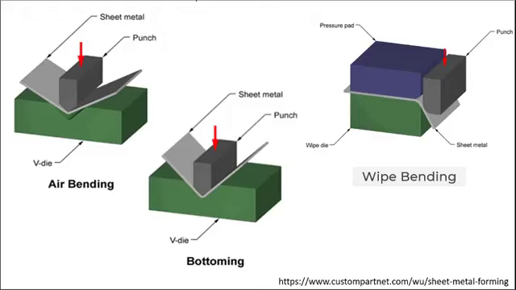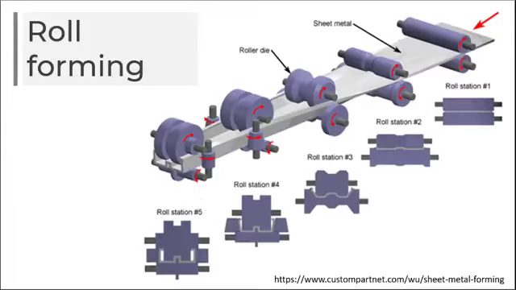Another technique is wipe bending, sometimes called edge bending. Wipe bending requires the sheet to be held against the wipe die by pressure. The sheet will bend against the radius of the edge of the wipe die. You can observe all of these operations in these illustrations.